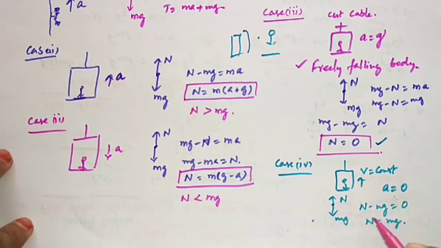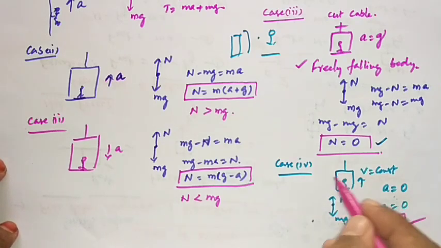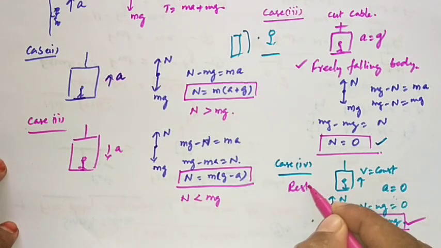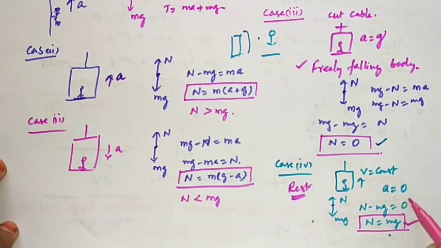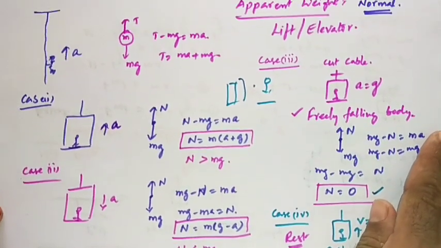Clear? If a body is moving with a constant speed, if there is no acceleration, then apparent weight is equal to true weight. Not only that, if the body is at rest, if the lift is at rest also, then this term will be 0, then N will be equal to mg. Understood? Now let us see some more interesting cases in this.